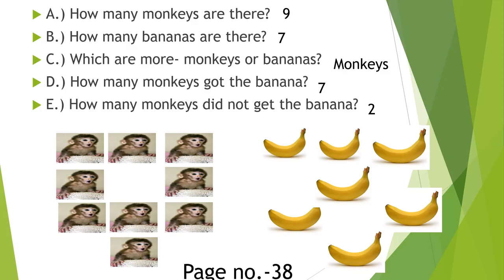B part is how many bananas are there? First of all, we count all bananas. 1, 2, 3, 4, 5, 6 and 7. 7 bananas in this picture.